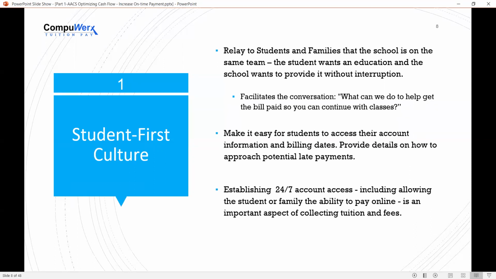Make it easy for your students to access their account information, billing dates, and the balance. Provide details on how to approach potential late payments. Give them contact information if they need any help, and tell them which department could help. And also establish 24/7 account access that would include allowing your students the ability to pay their tuition bills online. That is so important. It's a very important aspect of collecting tuition and fees.